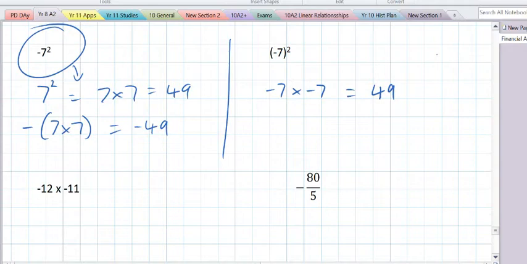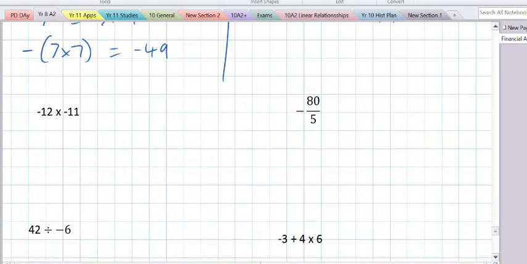Yes, Demir. 132. Good. Why 132? Why not negative 132? Both negatives. Good. Two negatives just gives you 132.